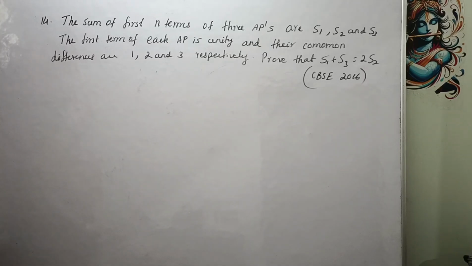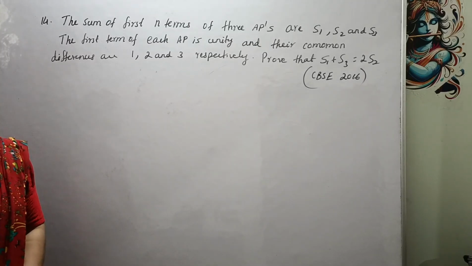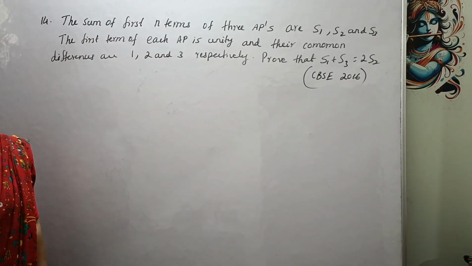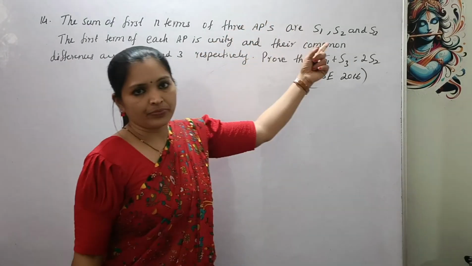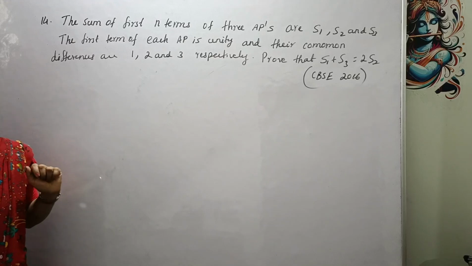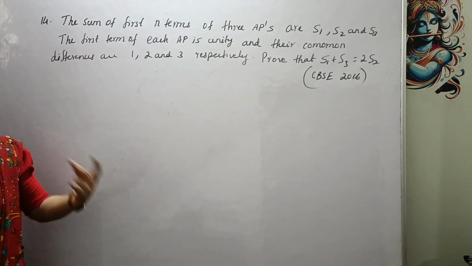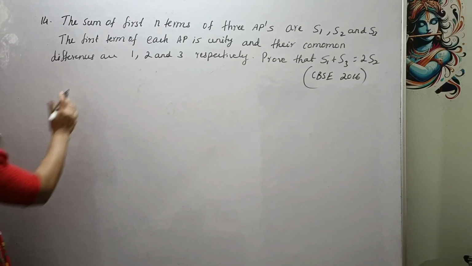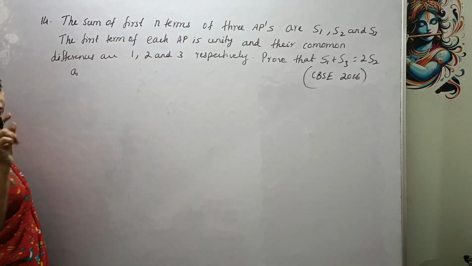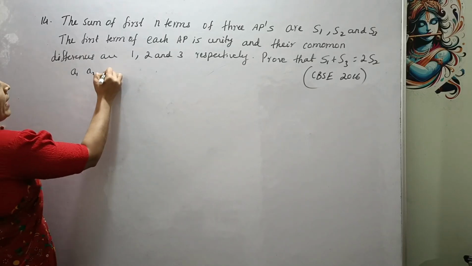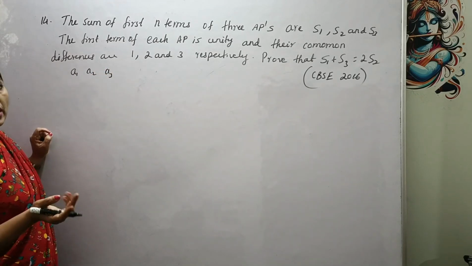Very simple question. Here it is given that there are three APs, 3 arithmetic progressions. And it is given that the sum of first n terms of the first AP is S1, the sum of first n terms of the second AP is S2, and the sum of first n terms of the third AP is S3. And it is given that the first term of each AP is unity, that is 1, right? So here let's take A1 be the first term of the first AP, A2 be the first term of the second AP and A3 be the first term of the third AP.